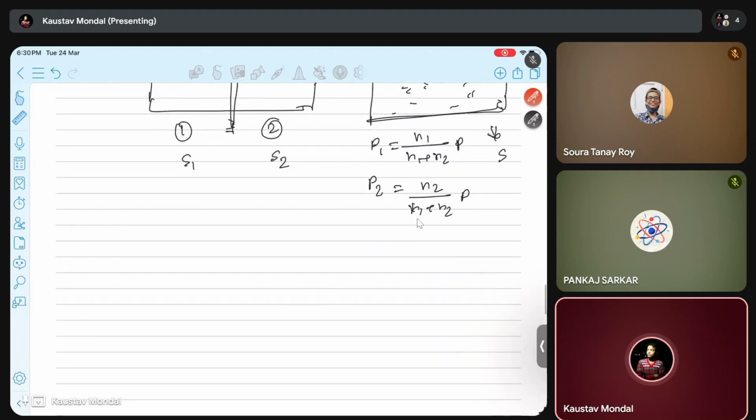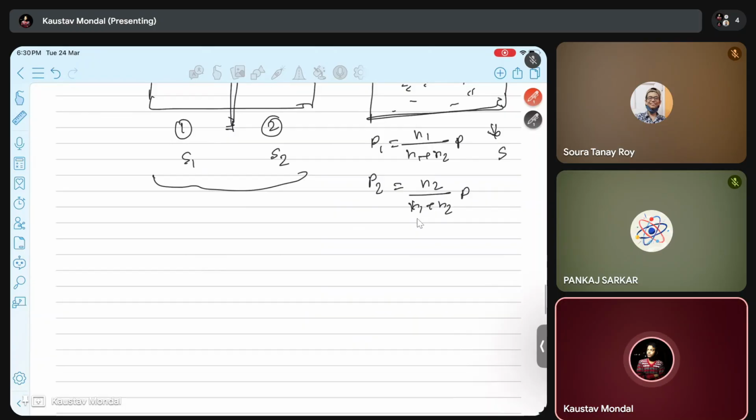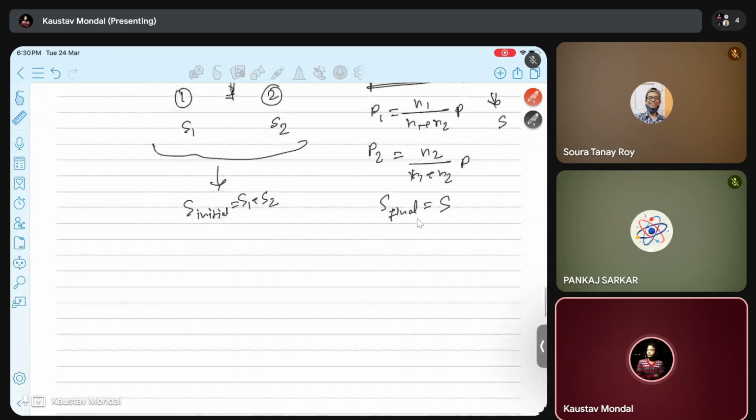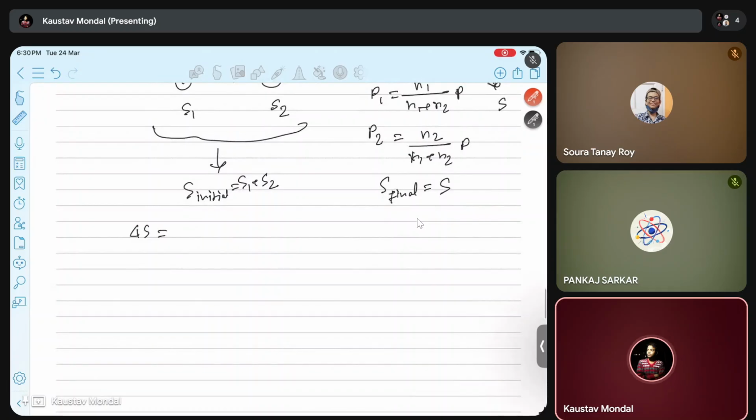During the mixing there is some change in entropy. Initially the entropy is S1 plus S2 before the mixing, and after the mixing the final entropy is S. So the change in entropy delta S is equal to S final minus S initial, since entropy is a state function and only depends upon the initial and final state. So delta S is S minus S1 plus S2.